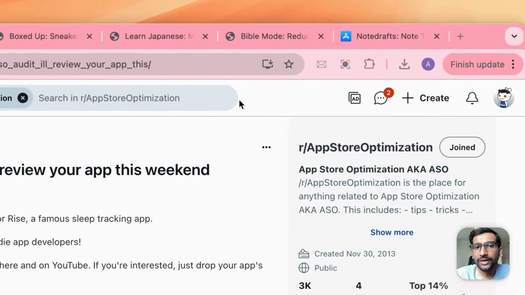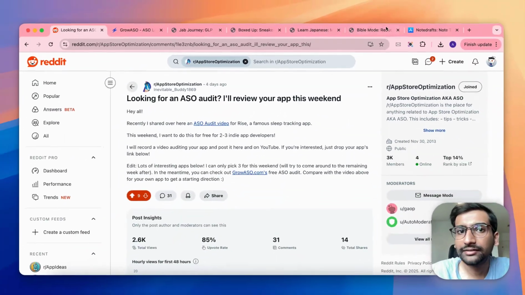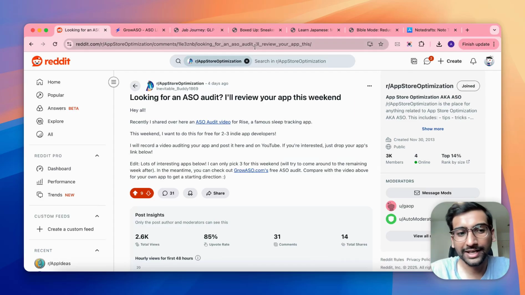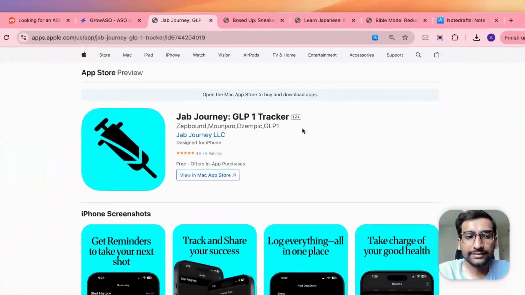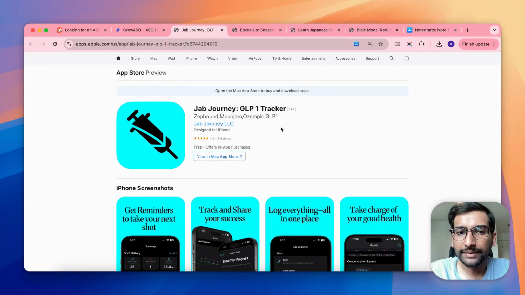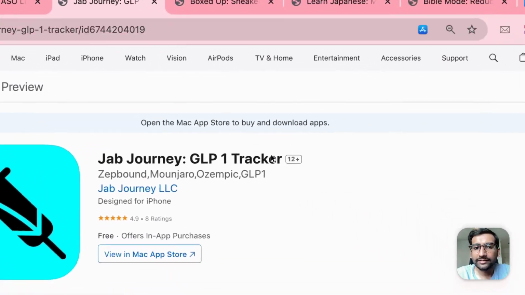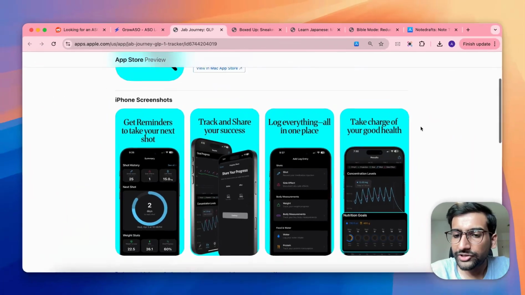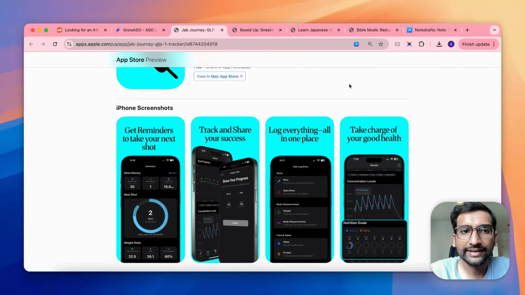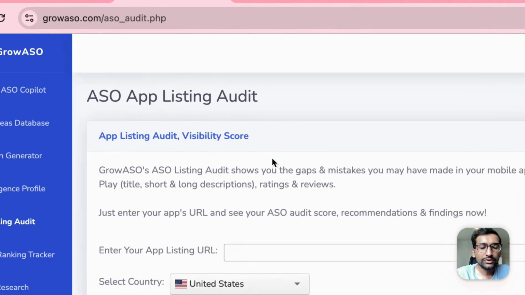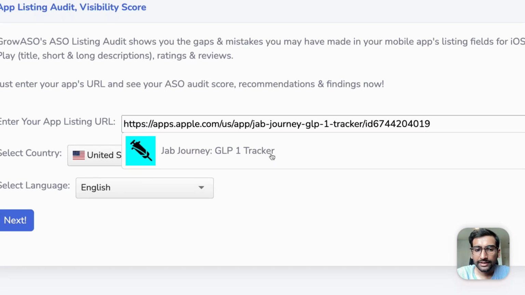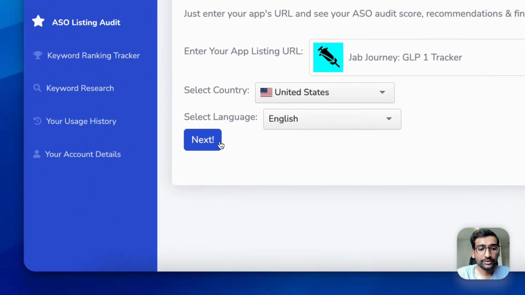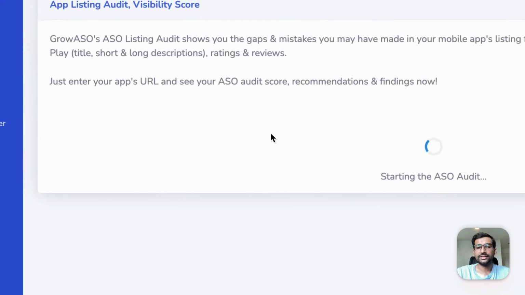I have selected a few apps here. I have selected 5 apps, and it's going to be really hard to do them all in one video, but let's just go for it. Let's start off with this first app. It's by this developer named Jab Journey, and from what I understand, it's a jab tracking app for different kinds of vaccines. I'm going to go to the platform and input it, and I'm going to do this for the US store. So let's just get started.